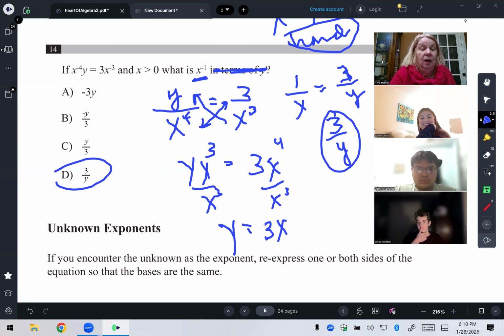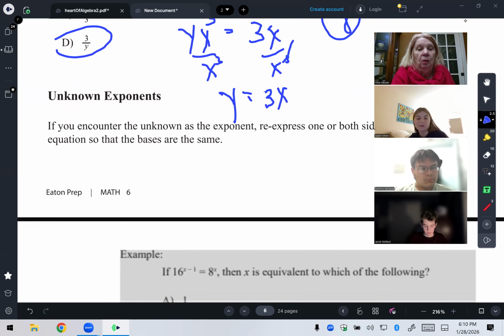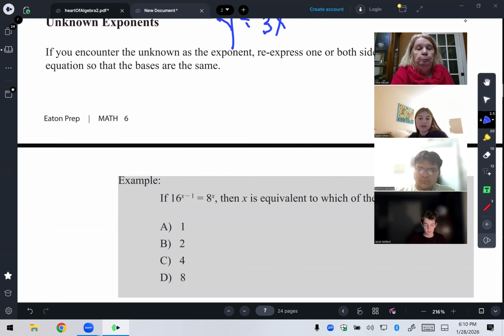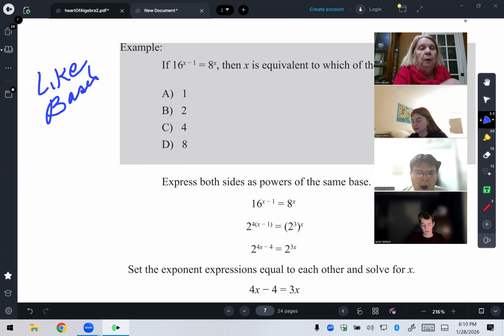Maybe. Okay, unknown exponents. So is this another page? No, just do this. I think you got it, right? Okay. So the goal is to get like bases, but we're also going to give you another way to do this one.